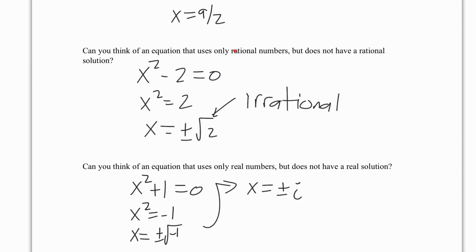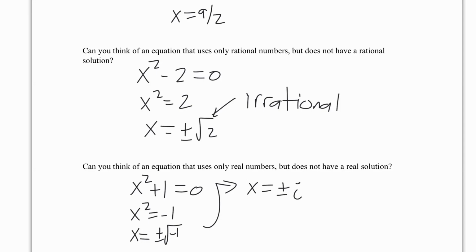Just because you're using rationals doesn't mean you're going to get a rational number in your solution. Quite often you use integers and rationals and you end up with irrationals or even complex numbers as your solutions. But let's just keep going.